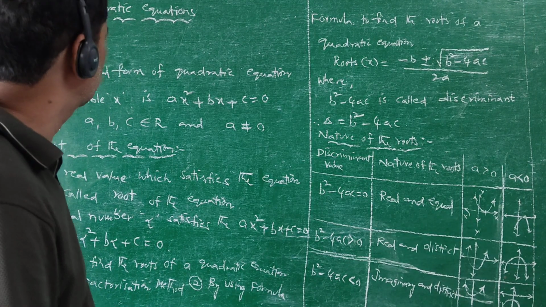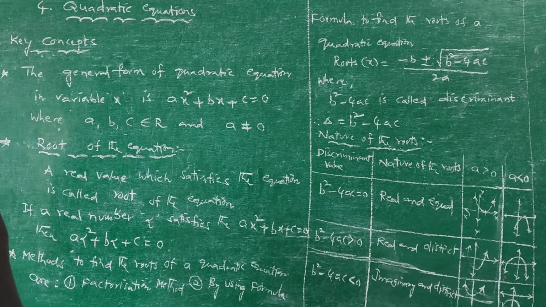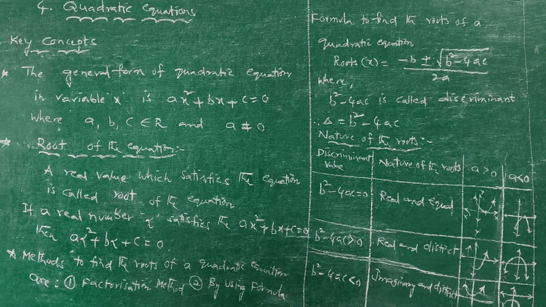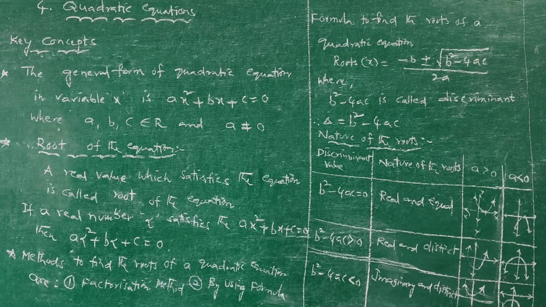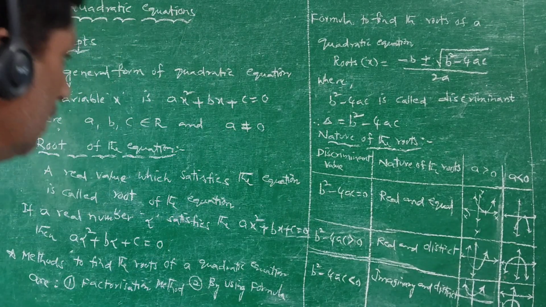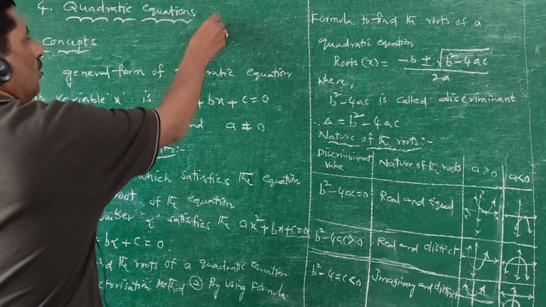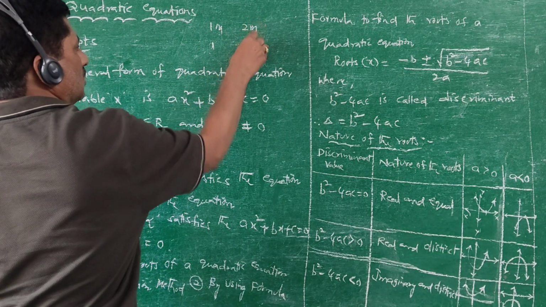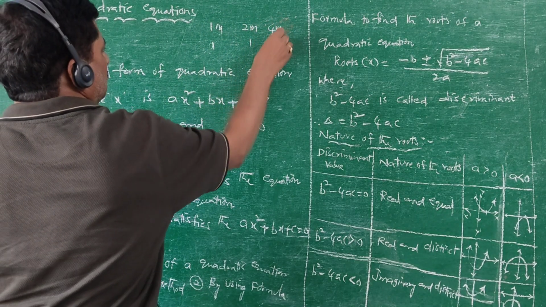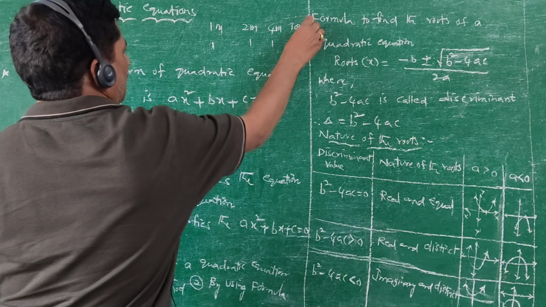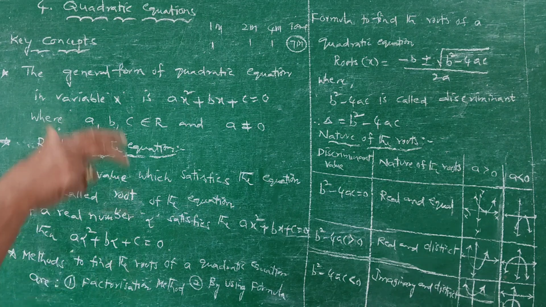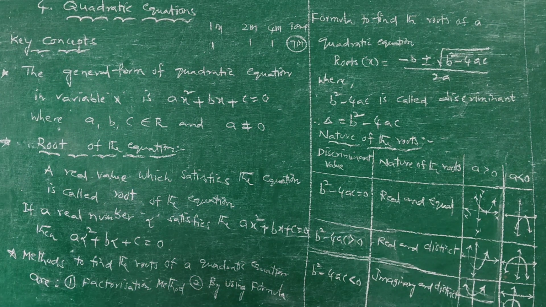So today we have to discuss quadratic equations, which is the 4th chapter in 10th class. The weightage of the chapter is: 1 mark question, 1 question; 2 marks questions, 1 question; 4 marks questions, 1 question. Total is 7 marks. The total weightage for this chapter is 7 marks.